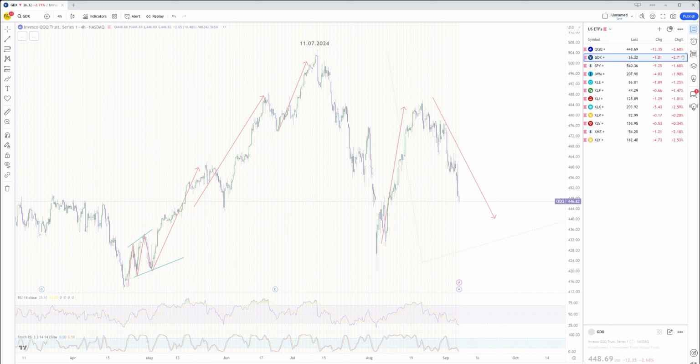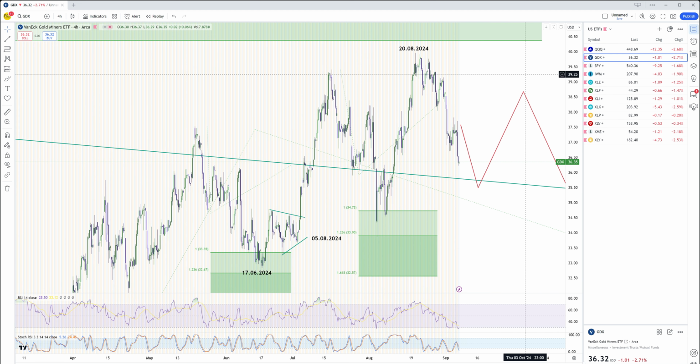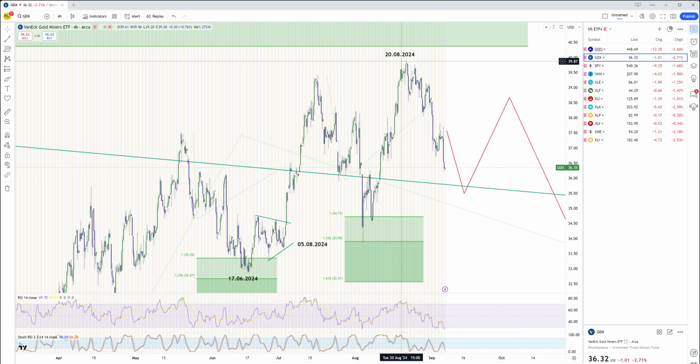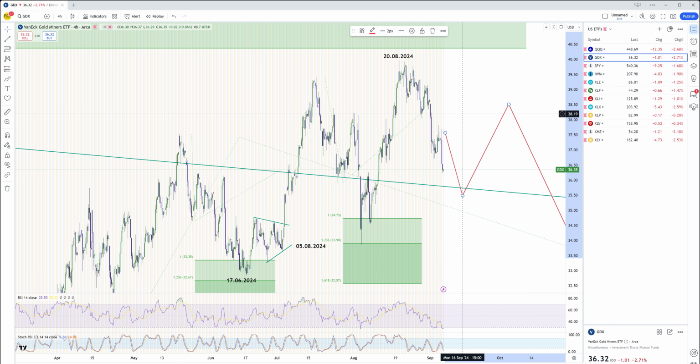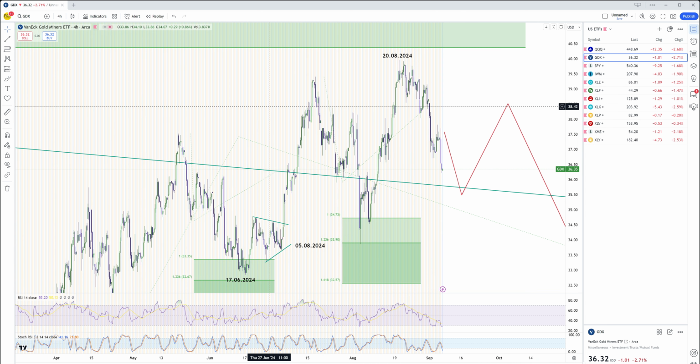So with the GDX, the gold miners ETF, we have got the high on the 20th of August like gold, and now we are moving to the downside. We can see more downside, but soon a bounce can take place. But overall, the market right here can be doing a double correction lower, and there are areas lower where we can see potential support and buyers for the time being.